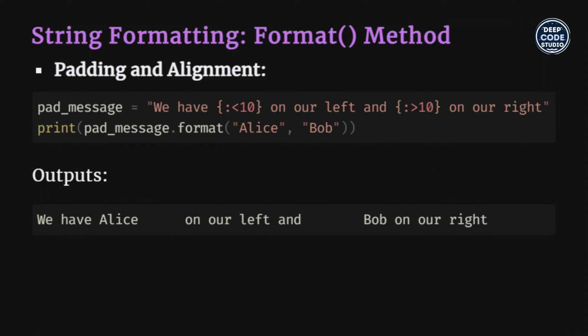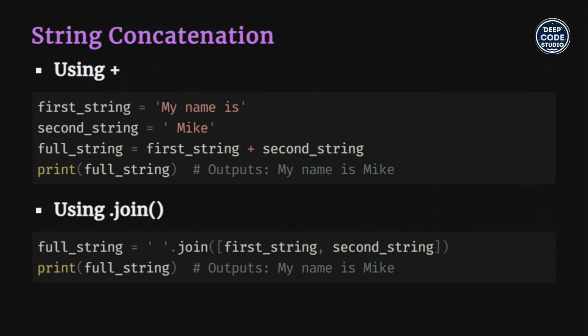And then about string concatenation. Actually, string concatenation is just a technical term for linking two strings end to end, or joining two strings end to end. And there are, I will say, three methods to do string concatenation. One is using our plus operator, second one is using the join method, and third one is using F strings. So first let us see how to use the plus operator to concatenate two strings.